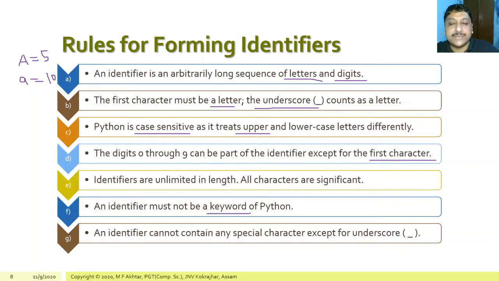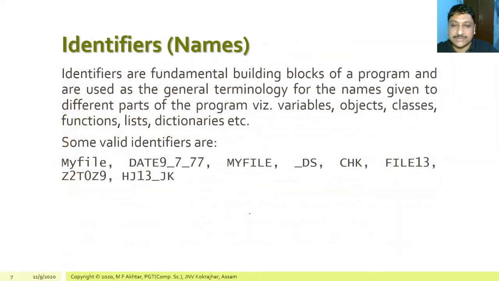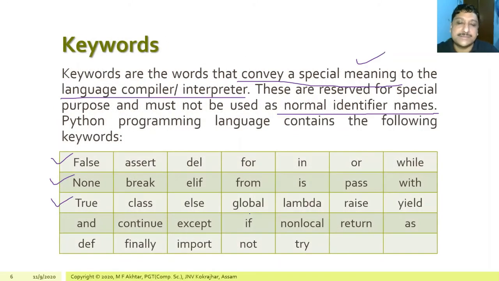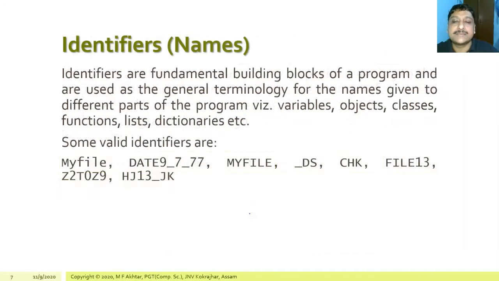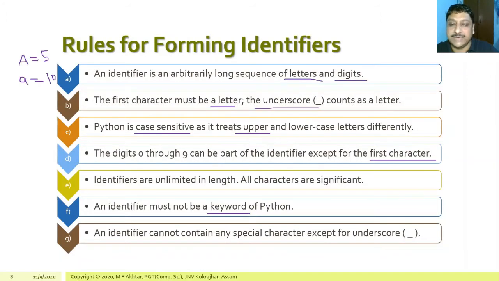A keyword cannot be an identifier, which means whatever list we have seen in the keywords, we have already seen. These keywords cannot be used as identifier names. In exams, a list may be given and you have to identify which can be an identifier and which cannot be an identifier.